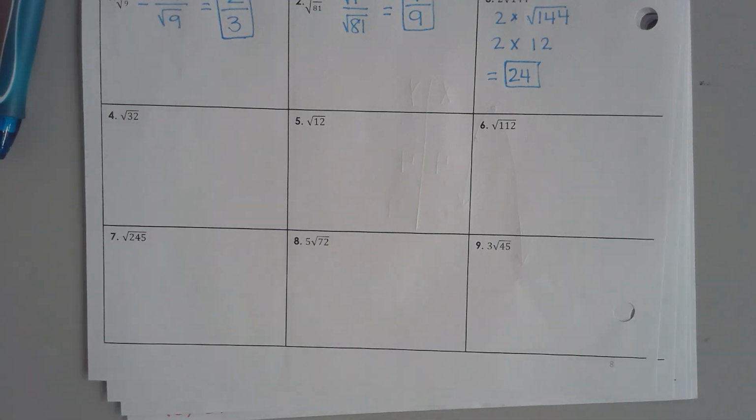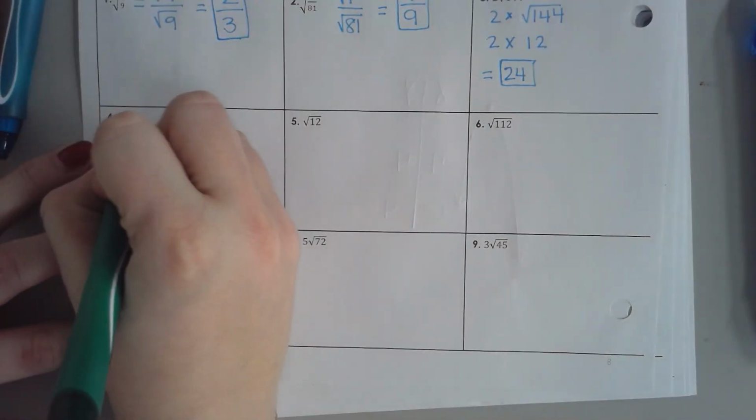Like instead of saying 5 over 10, what would you normally say instead of 5 over 10? 1/2. 5/10 is the same as 1/2. So what we're doing is finding smaller numbers that are still equivalent. And here's what we do.